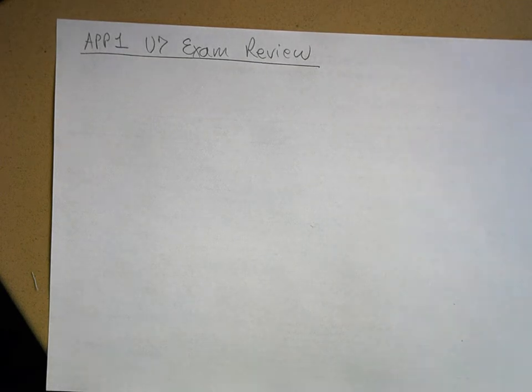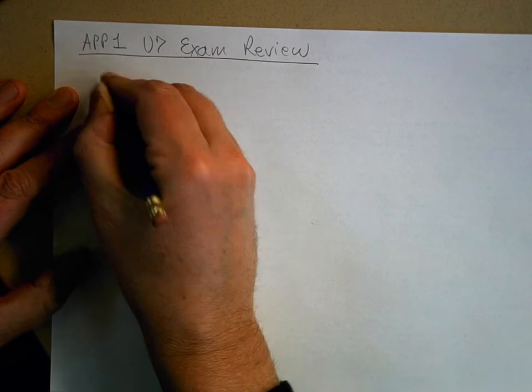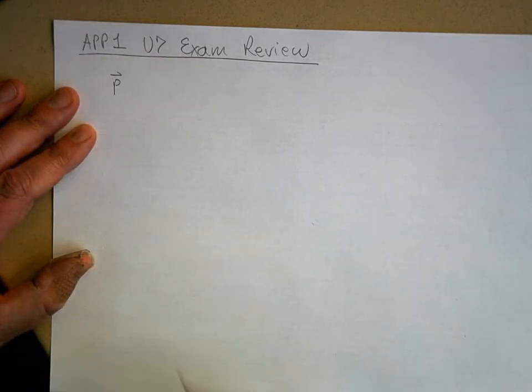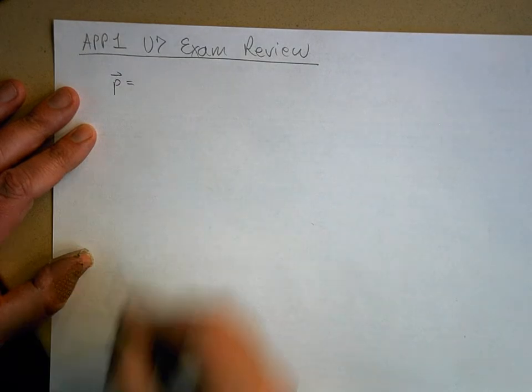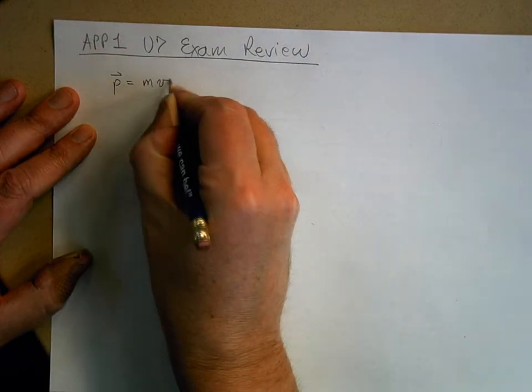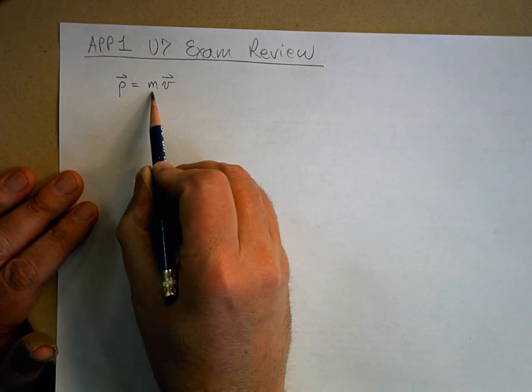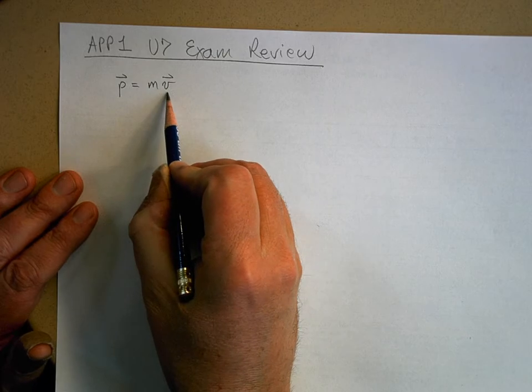I'm going to give you a quick exam review here for the exam on momentum. And of course we have this definition of momentum, where we say that momentum, we use a lowercase p to represent it, is just equal to an object's mass times its velocity. So momentum is kind of a measure of how much is moving, how fast, and in what direction.